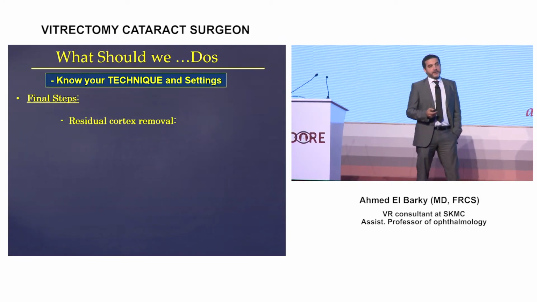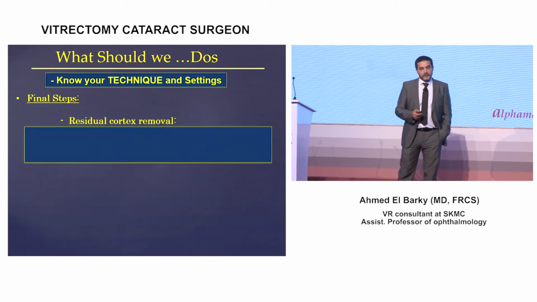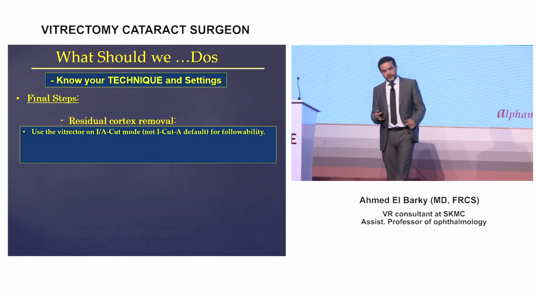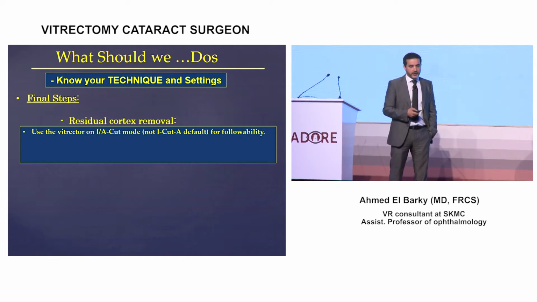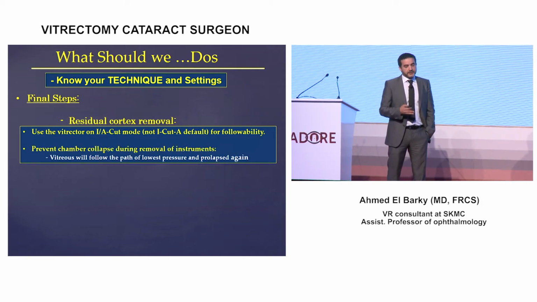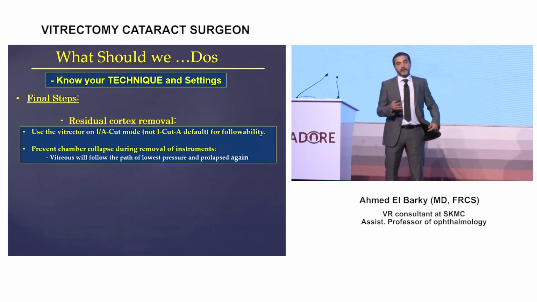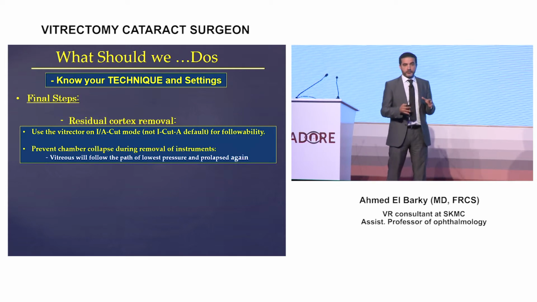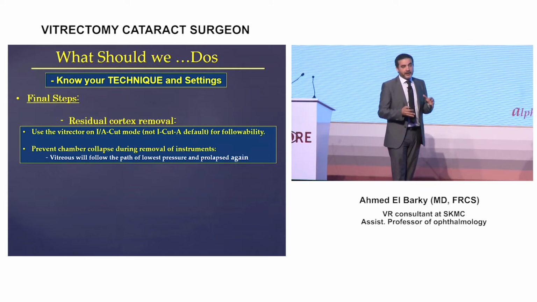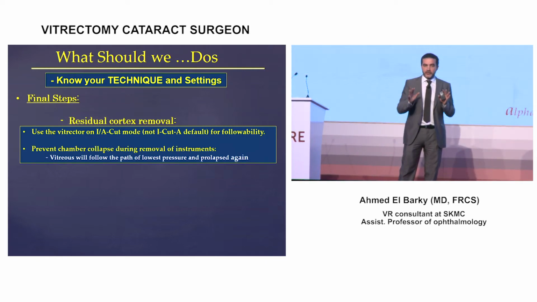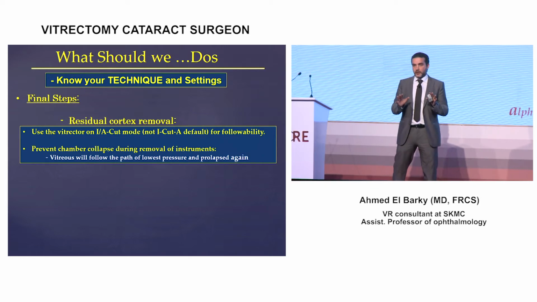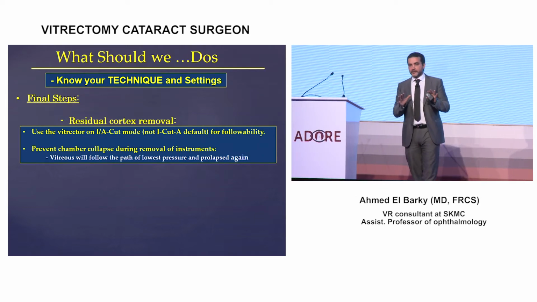So the final step, as I told you, after removing the vitreous, you have to remove the residual cortex. As I told you, we have two techniques, either the vitrectomy probe or the IA. But make sure to prevent any collapse or any lost pressure in the anterior chamber at any part of the surgery after vitreous loss, because it will bring more vitreous. So you should keep in mind that the anterior chamber pressure should be normal at all times.